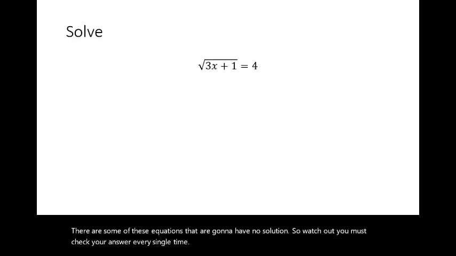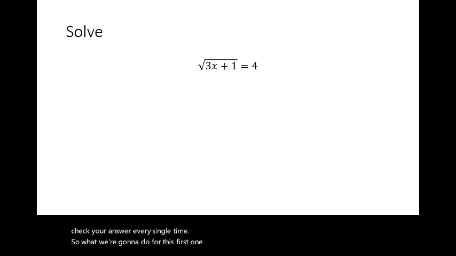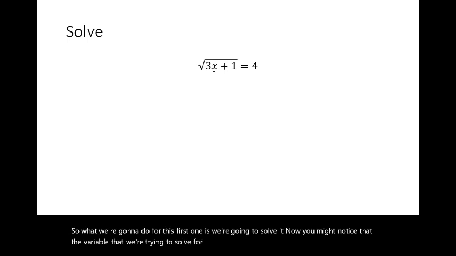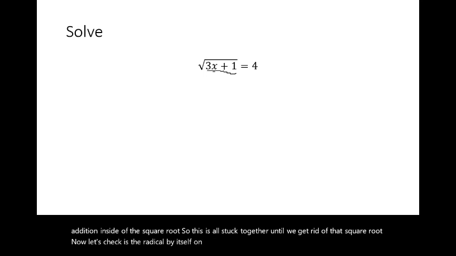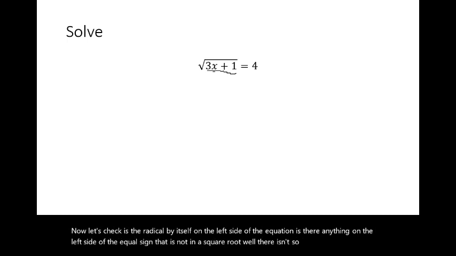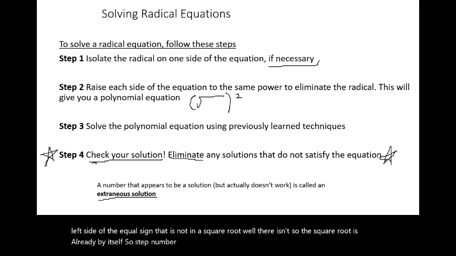So what we're going to do for this first one is we're going to solve it. Now you might notice that the variable that we're trying to solve for is inside of a square root. You cannot split up the addition inside of the square root, so this is all stuck together until we get rid of that square root. Now let's check. Is the radical by itself on the left side of the equation? Is there anything on the left side of the equal sign that is not in a square root? Well, there isn't. So the square root is already by itself, so step number one here is already done.